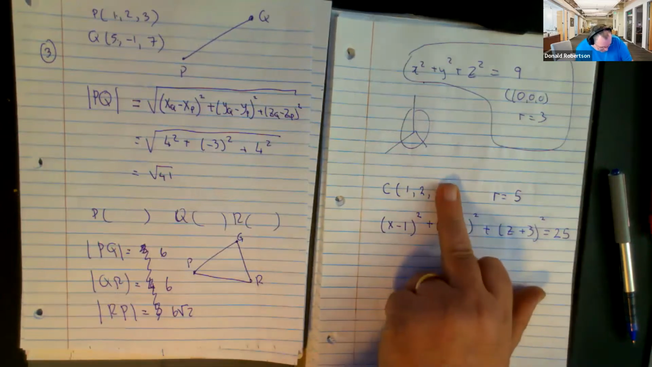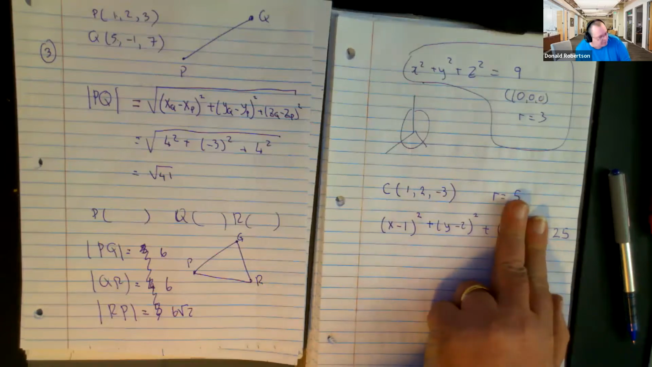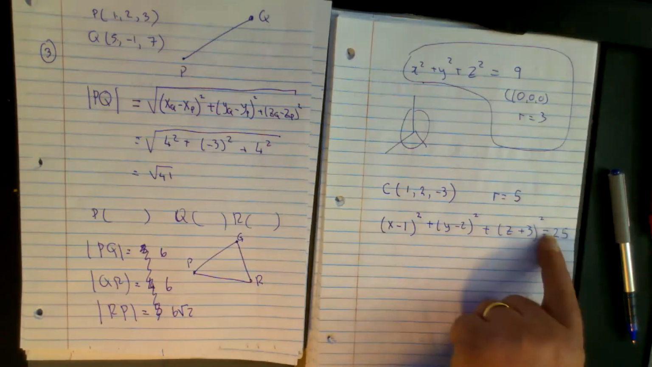If I said I had a circle in 2D space with center (1, 2) and its radius is 5, wouldn't the answer look like that? Yes, sir. The center and the radius.